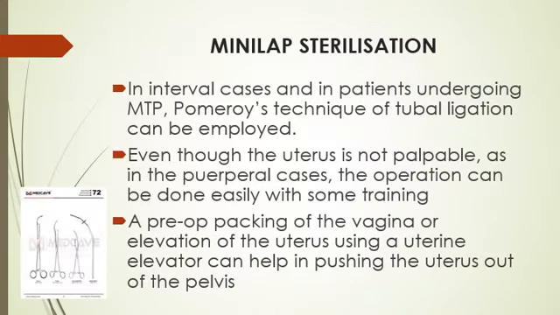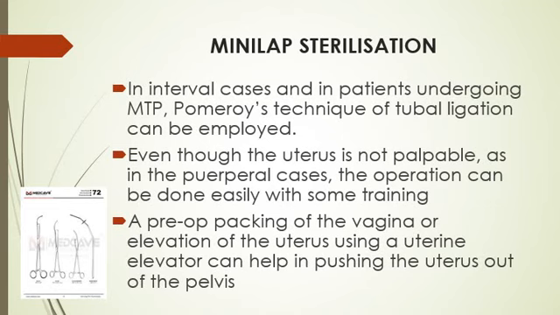So mini-lap sterilization is quite popular, which is now being done. What is mini-lap? It is an abdominal surgical approach to the fallopian tubes by means of a small incision, less than 5 centimeters in length, and preferably less than 2.5 centimeters. It is suitable for interval cases and in patients undergoing MTP, and Pomeroy's method is the preferred method. Even though the uterus is not palpable in the interval method, as in puerperal cases, the operation can be done easily with little training.